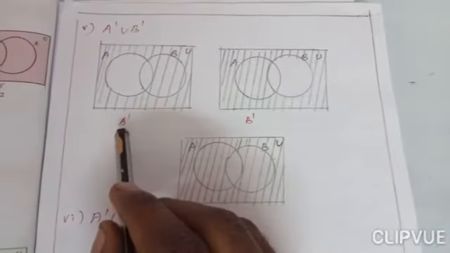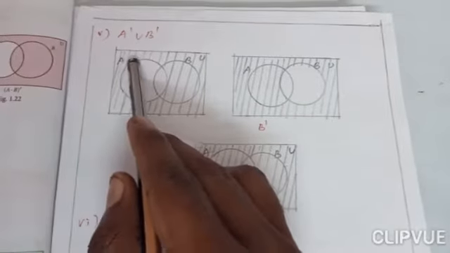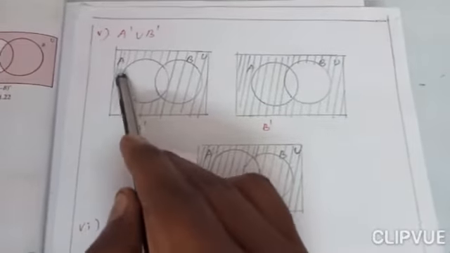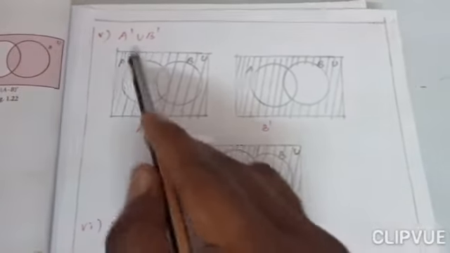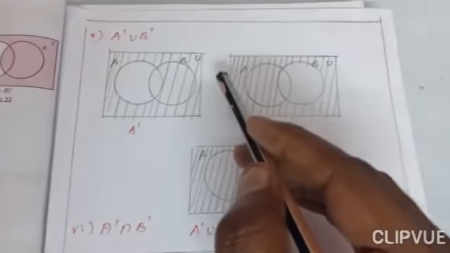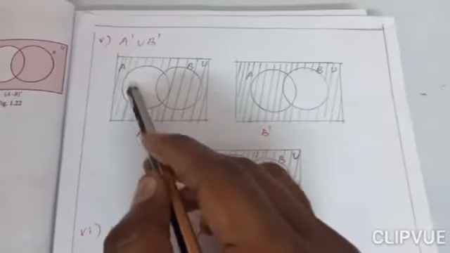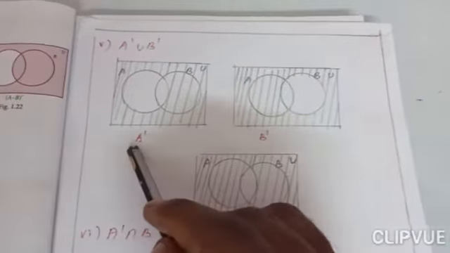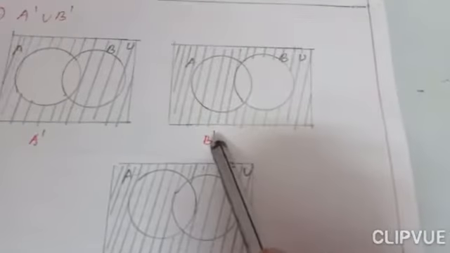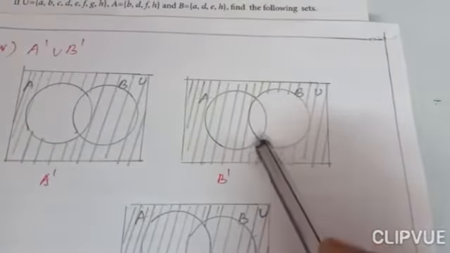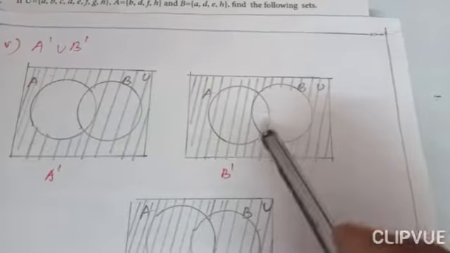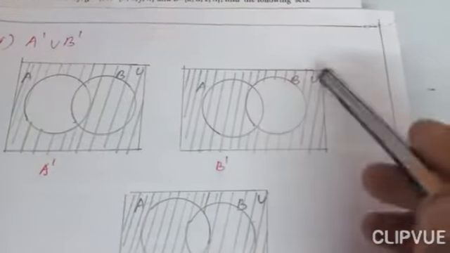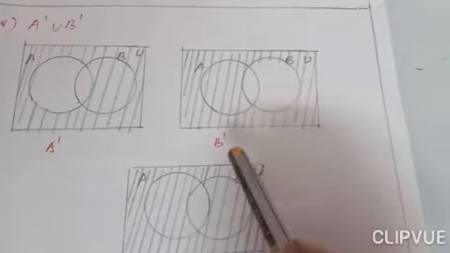First we'll do the A dash. In the A dash case, you should not shade the circle A. Remaining part of the diagram fully have to shade. Look at here, I didn't shade the circle A. This is only A dash. Next, in the B dash case, I didn't shade the circle B. Remaining part fully I shaded. This is only B dash.